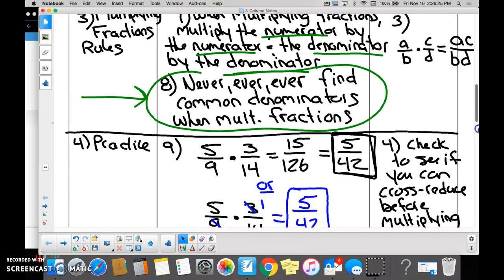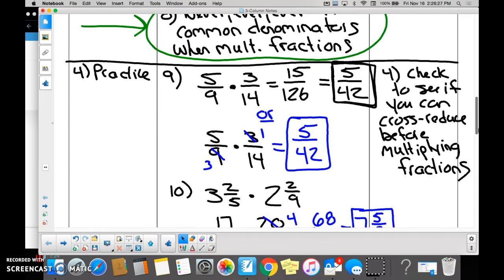Number 4 is our examples. When we did problem number 9, you guys multiplied 5 by 3 and 9 by 4, and you all got 15 over 126. I think actually every single one of you got 15 over 126. And then I said, is that your final answer? And every single one of you said, yup. You failed to realize that 15 and 126 have a common factor of 3. So really the reduced form of the answer, which is what we're always looking for, is 5 over 42.